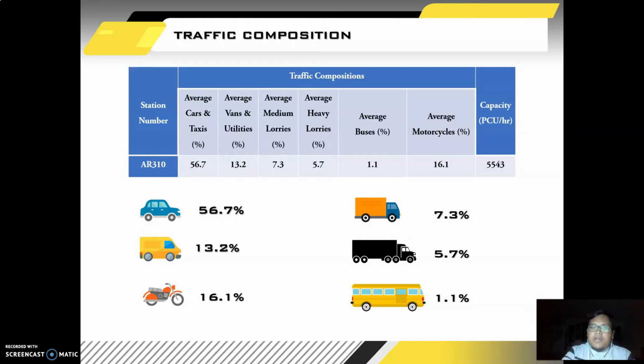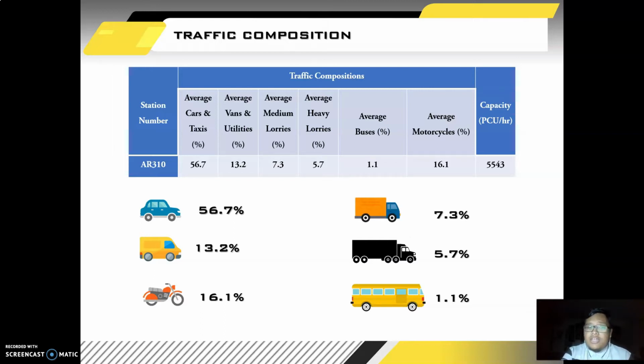Next, I will present about traffic composition. The data obtained for traffic composition is from the report of Road Traffic Volume Malaysia, RTVM 2018. This is because we can't go to the site. We don't do a site visit, so we will use the data from RTVM 2018 for the traffic composition.